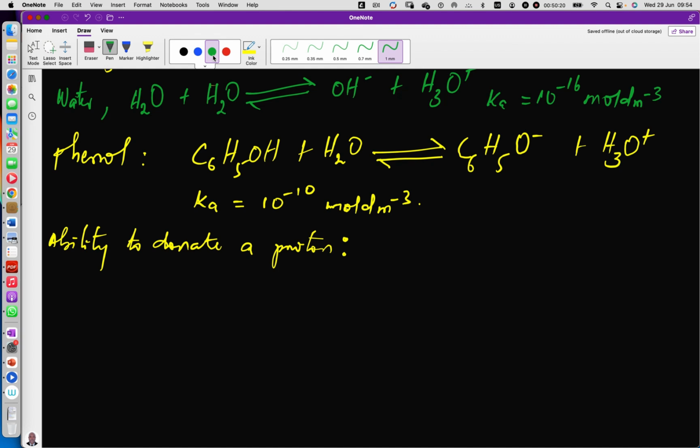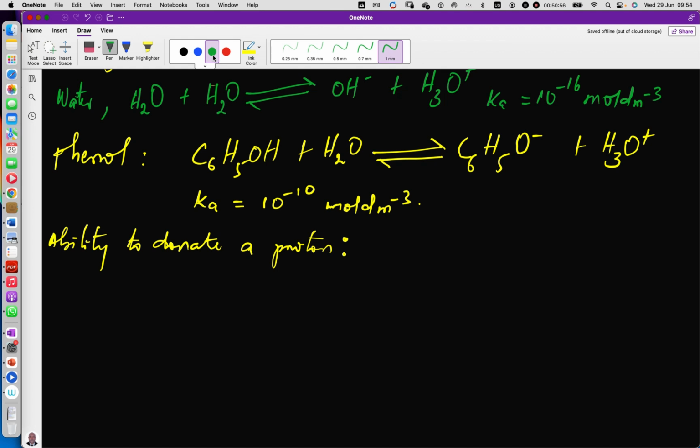And when it decreases the electron density on the oxygen of the OH, the attraction between the hydrogen and the oxygen in phenol decreases. And when that attraction decreases, the ease to lose the hydrogen ion is high, and that is what makes phenol more acidic than the other ones, because it has a very high ability to lose the hydrogen ion.